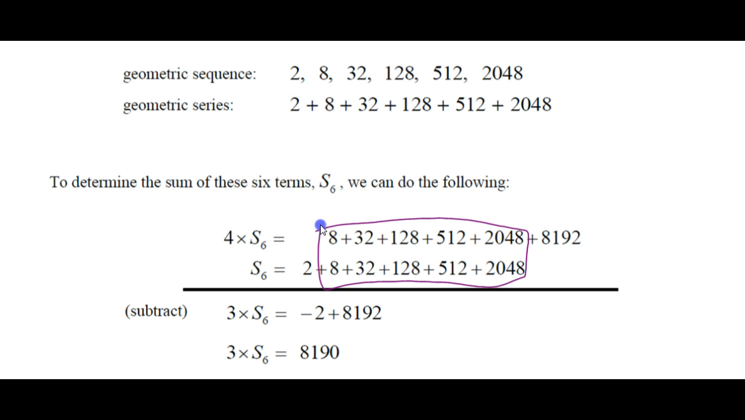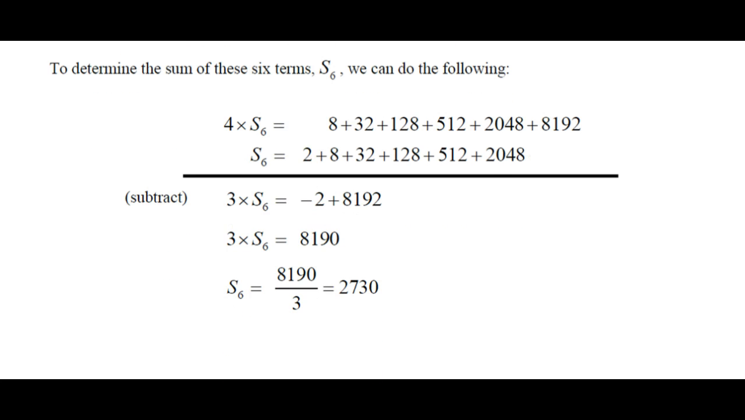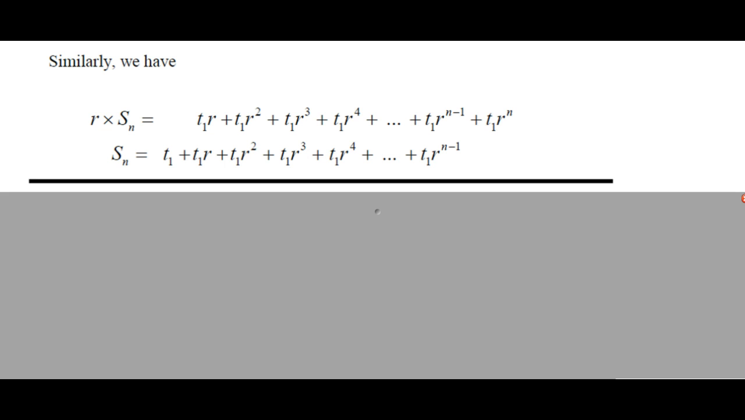Okay? So if we then subtract, I've got 4 times the series minus the series gives me 3 times the series. These guys take each other out, and we're just left with negative 2 plus 8192. So that gave us 3 times the series, and we just divide by 3, and there's the sum of the series. Okay, and so that can lead to a general method of doing that.